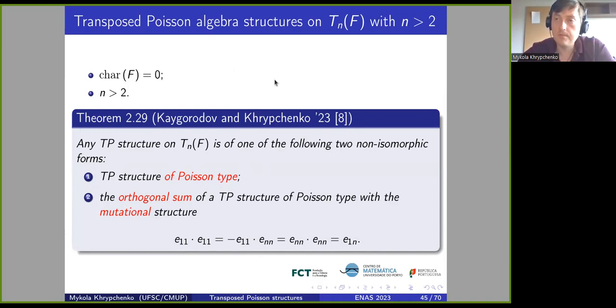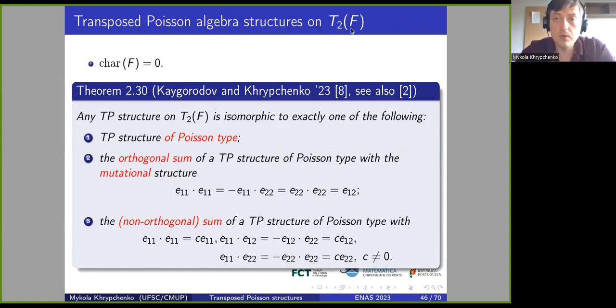When we wrote this paper on the description of TP structures on matrix algebras, we hadn't yet defined what a mutational structure is. But now I can just use this terminology. I can observe that this is, in fact, a mutational structure, because this is just the triple bracket with the fixed element of the center of the square. What it is, in fact, is minus E1n, as you can see.